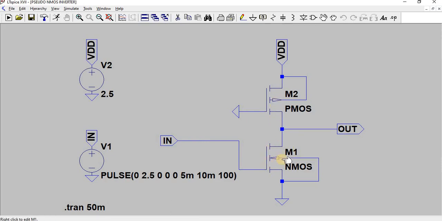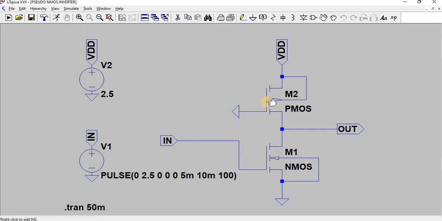Since the NMOS is turned on, it will try to pull the output down to ground. So there is a straight connection between VDD and ground. Since the PMOS is always on, and the input is 1 so the NMOS is also on, there is a straight path between VDD and ground. So the output will not be a perfect 0. To make it a perfect 0, we should keep the W/L ratio of the NMOS very much higher than the PMOS.